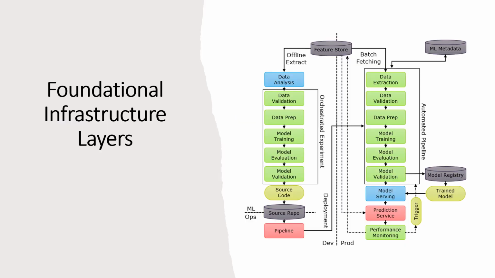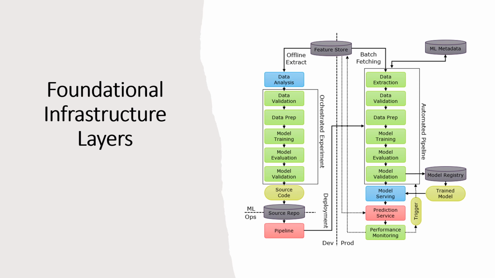Now let's look into the foundational infrastructure layer. Data, compute, and orchestration are the three main components of the foundational infrastructure layer. Data is the core of an ML project, where most of the data is stored in cloud-based warehouses like Snowflake and RDS Aurora.